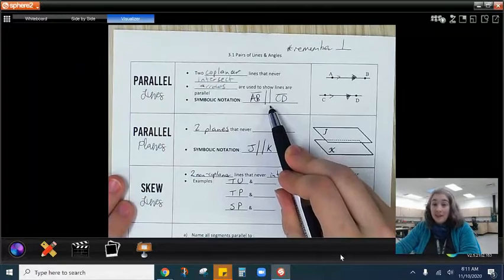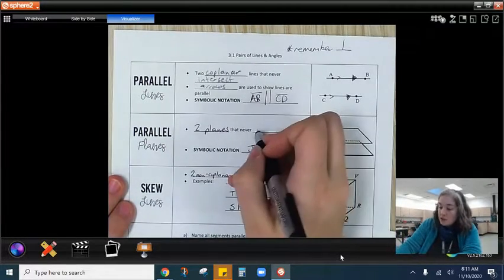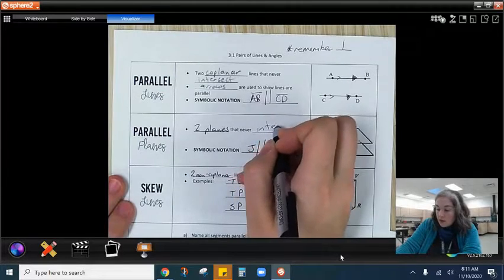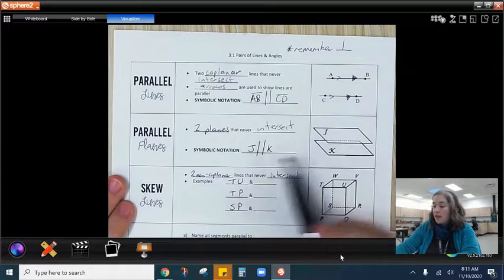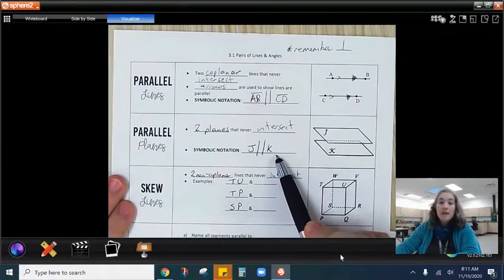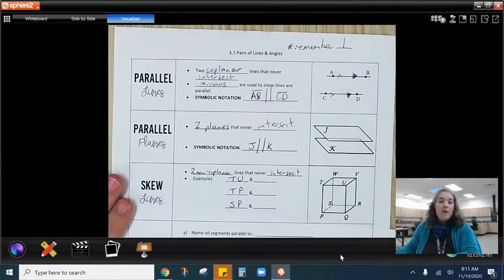Now we can also have planes that are parallel. And they are planes that never intersect. All right, they never touch, they never intersect. So planes J and K are parallel like that. And remember, we name planes with just that singular capital letter, right? So if you don't have perpendicular and you don't have parallel, there is a third kind of line that you will sometimes have.